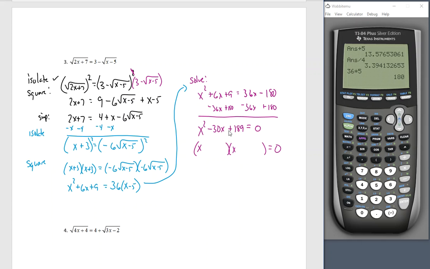All right, so I multiply to get a positive 189. It means the same sign. The 30 is negative, so they're both negative. And I ask myself, what multiplies to get 189? Well, of course, it's not divisible by 2. It's divisible by 9. 189 is divisible by 9. So let's see what happens here. 21.